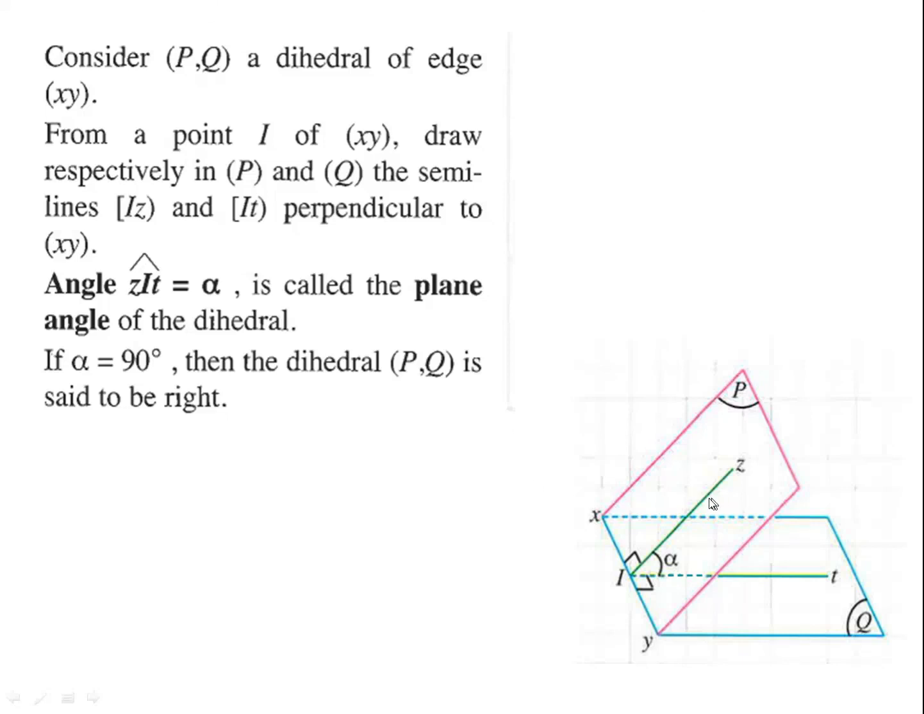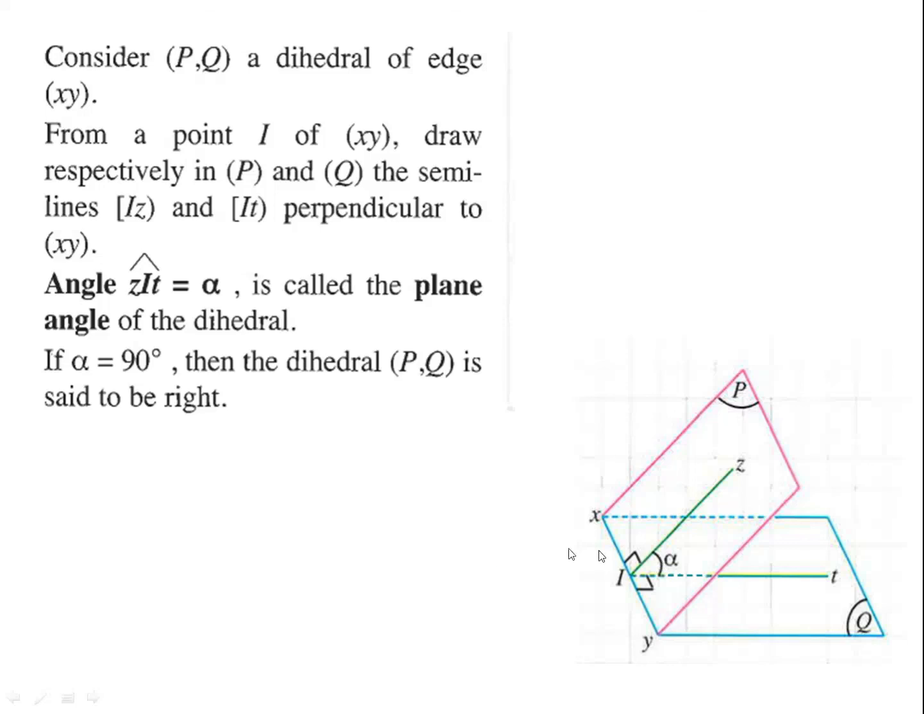The angle between two planes: to find the angle between two planes, take point Z on the plane P and point T on the plane Q. Draw from Z a perpendicular to the edge of the dihedral, XY, and draw from T a perpendicular to the same line XY. The angle between these two lines is the angle between the two planes.